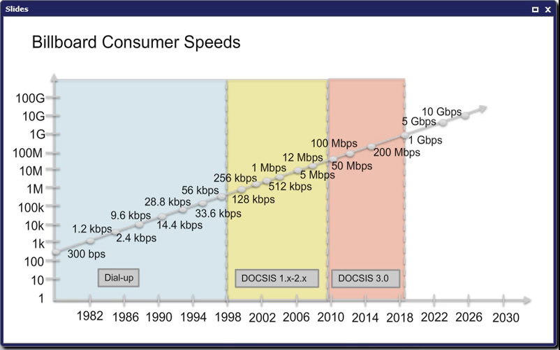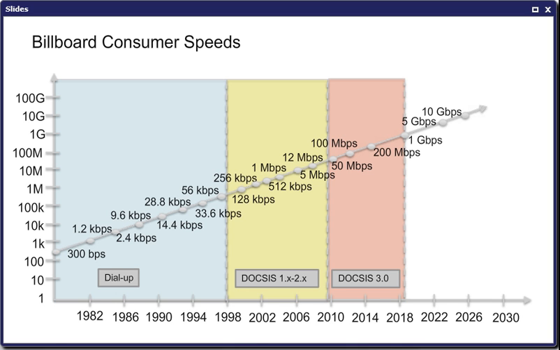And we layer on top of this these different eras of technology. So let me point out that these are the top Billboard speeds offered. These are not what everybody gets. So if you look at what these times were during the dial-up era, it pretty much got us through to bonding 56K channels and even to 64K.